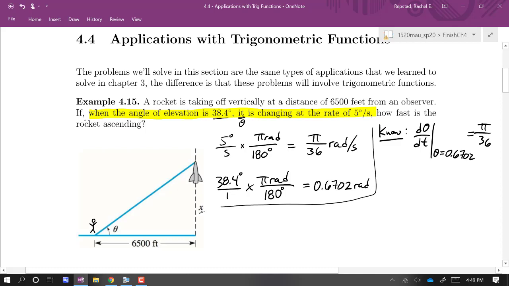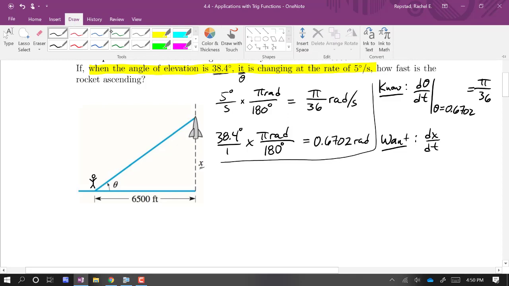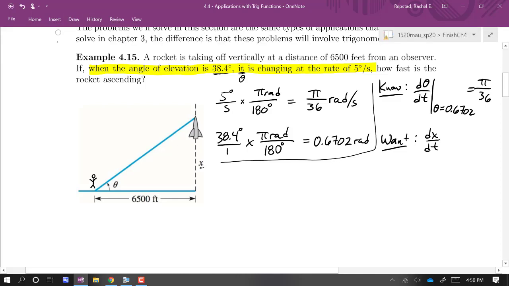And what we want, how fast is the rocket ascending? We want dx dt. Okay, so we've kind of set this up. We know the derivative that we know. We've identified the derivative we want. What we need is an equation that we can differentiate with respect to time. So looking at the right triangle, when you see right triangles, there's two things that might leap to mind. One is Pythagoras and the other is SOHCAHTOA. And since we need our equation to involve theta, we've got to look to SOHCAHTOA.